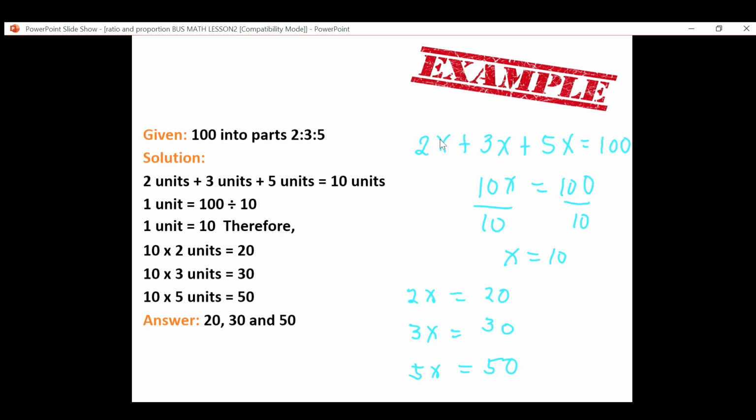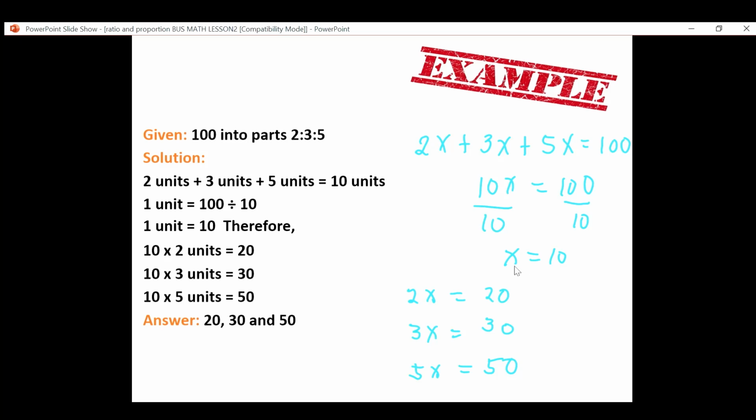So x will be the value of the common factor, which will later be multiplied to its parts. So solving for x, we just add this. So 2x plus 3x plus 5x, that is 10x. So just copy 100 and divide both sides by 10. So the answer is x equals 10.